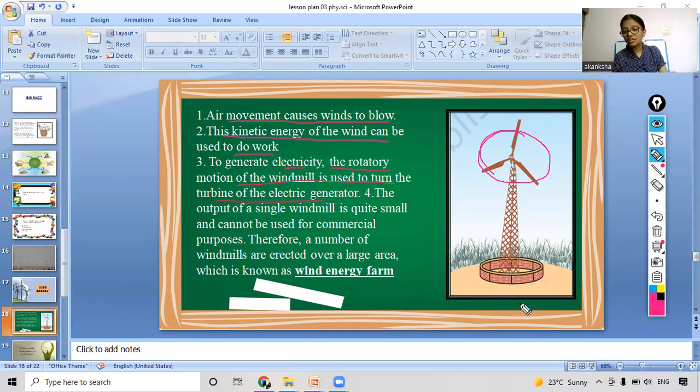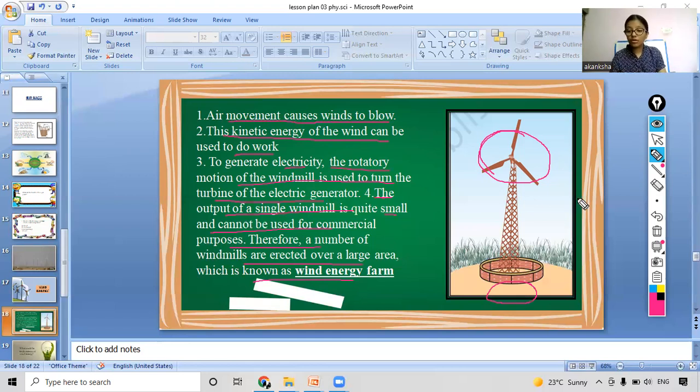A turbine is located somewhat underground, this whole windmill, right? The output of a single windmill is quite small and cannot be used for commercial purposes. Therefore, a number of windmills are erected over a large area, which is known as a wind energy farm. Only one windmill is not enough because it produces so little energy. So there needs to be a large-scale wind energy farm. Then only we will get some energy that we can use, right?